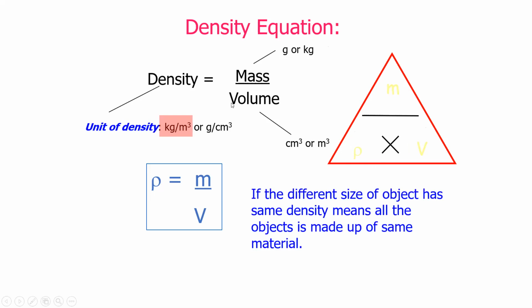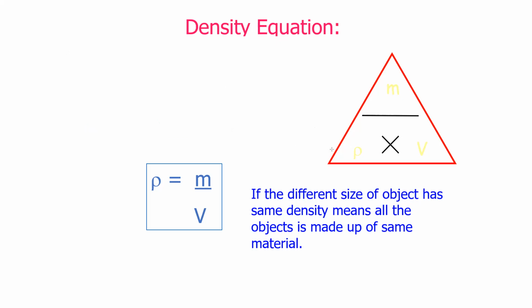If different size objects have the same density, it means the objects are made up of the same material. What does this statement mean? Example: density can also be used to identify the type of material. How can we use density to identify the type of material? Example, you have different size objects. This is 2 gram and the volume is 2 centimeter cube. This is 10 gram and the volume is 10 centimeter cube. This is 3 gram and the volume is 3 centimeter cube.